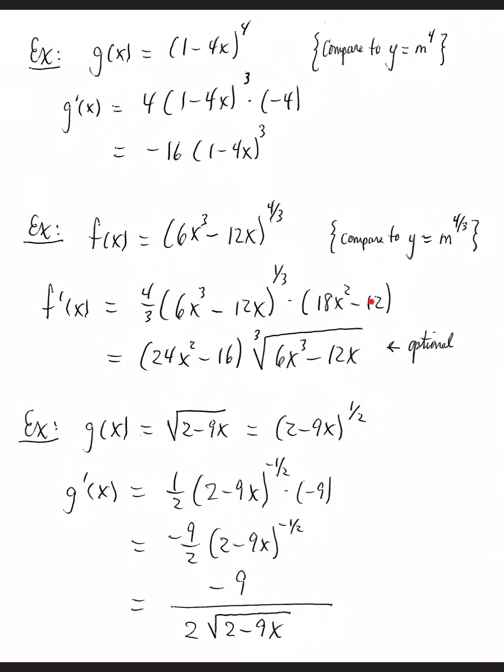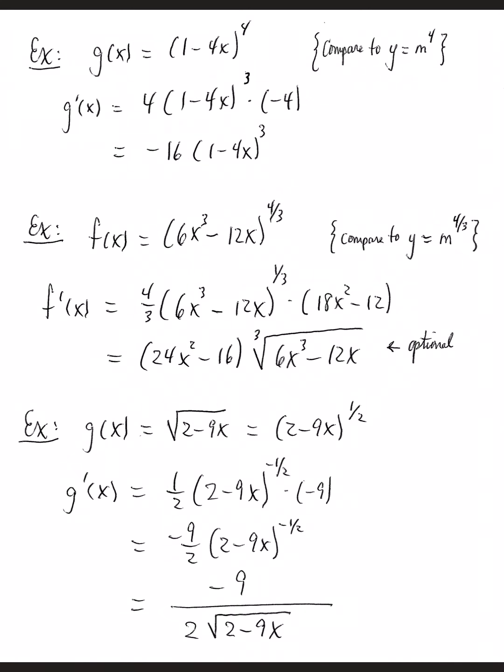4/3 times these two numbers, 4/3 times 18 is 24, that gives us 24x squared. 4/3 times negative 12, that's negative 16. (6x cubed minus 12x) to the 1/3 power, you can translate that to the cube root of 6x cubed minus 12x. Again, that's optional. This is totally fine. If you wanted to do a little more reduction, then you can go forward.